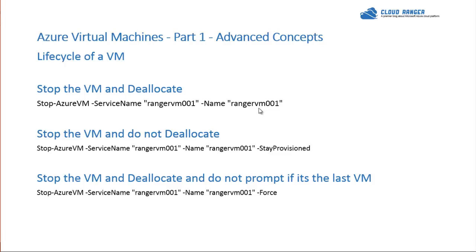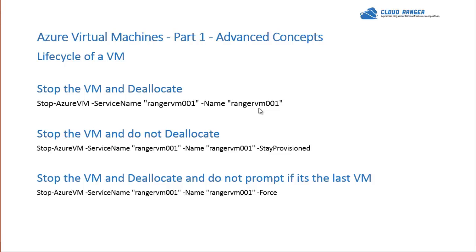So, lifecycle of a VM. Bear with me a little bit over here. We have talked a little bit about this before. When you stop a virtual machine, you can stop and deallocate, where the virtual machine has no resources taken or reserved. Or you can stop a virtual machine and not deallocate, which means you'll stop the virtual machine, but it will still hold on to resources like the IP addresses and all those things.